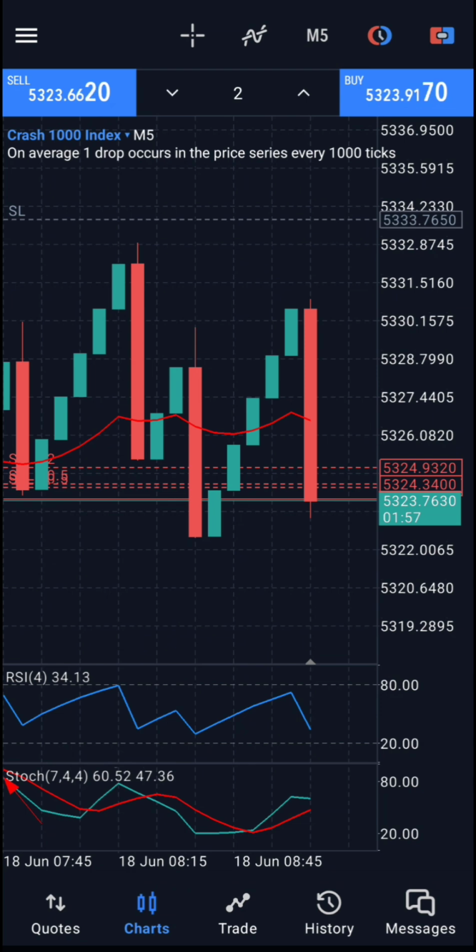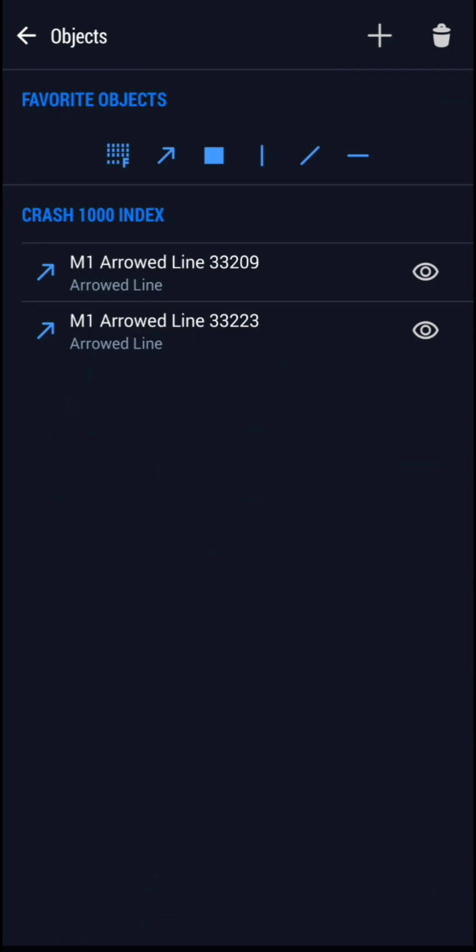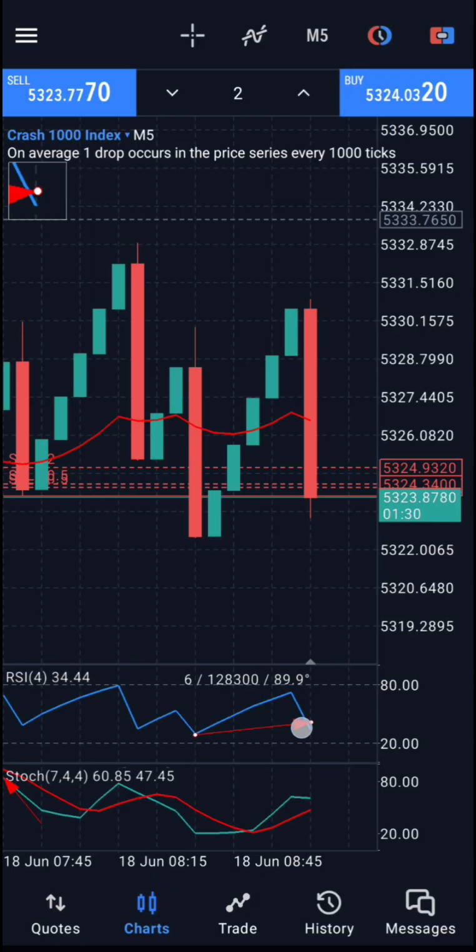You know, on the 5 minutes time frame, before now we had like 70 something on RSI for the period of 4. Okay, now you can see it has reduced to 34. All right, so now the stochastic has reduced to 60. So now we're looking at the signal.